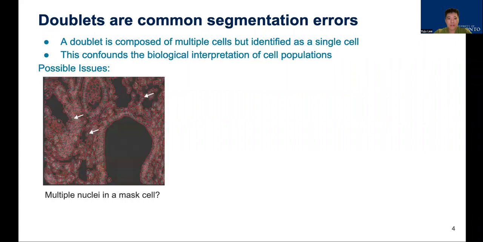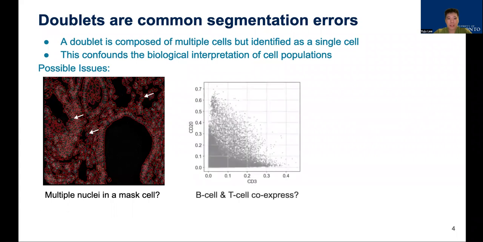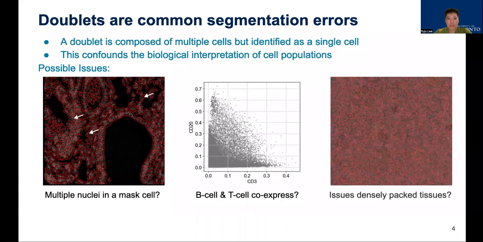The first figure shows multiple nuclei in a mass cell inside the red outline. The scatter plot illustrates B and T cell co-expressions. And the figure on the right comes from a densely packed tissue, which may affect neighboring cell expression levels. These examples suggest doublets exist.